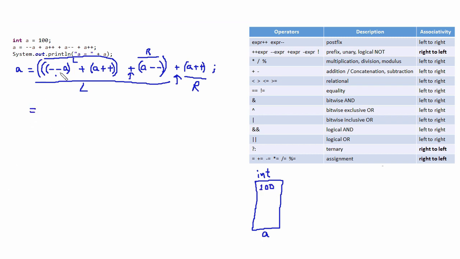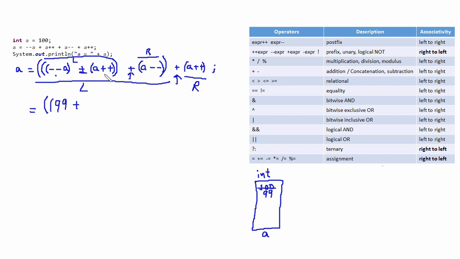So we'll start from here. Minus minus A. This is a pre-decrement operator. We need to first decrement the value of A in the memory. So we'll decrement it by 1. It will become 99. Now use it in the equation. Two brackets and then this bracket we are solving now. 99 plus the right hand side of this binary operator.